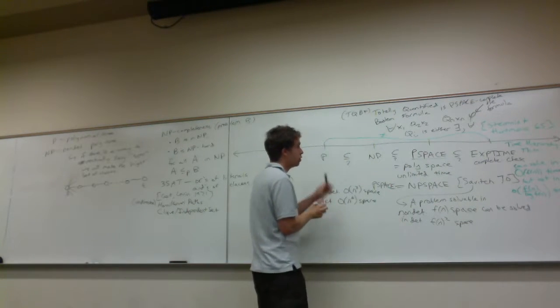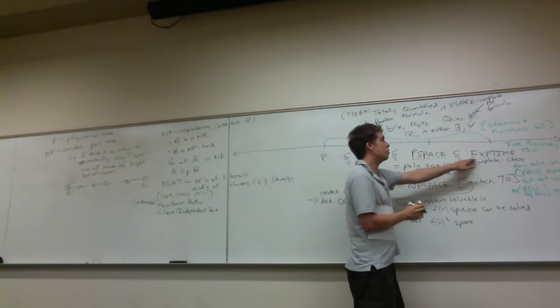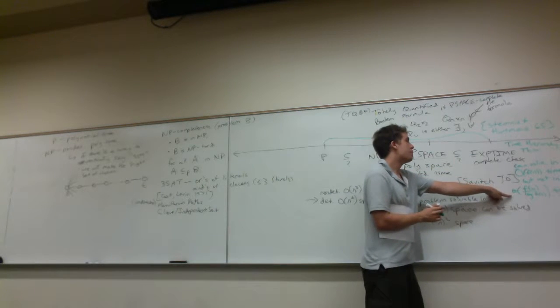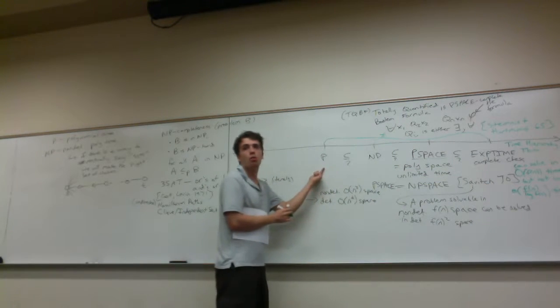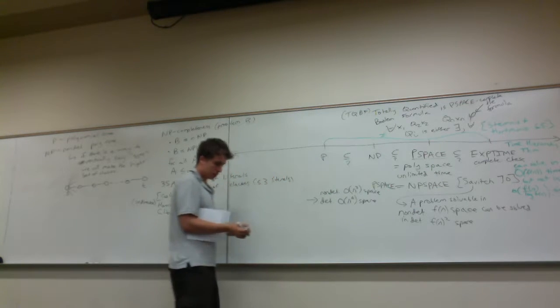So that essentially shows that P is different from EXPTIME because anything that runs in 2 to the n time, if you divide by log, that's certainly more than a polynomial. So therefore we have a separation there. Okay?